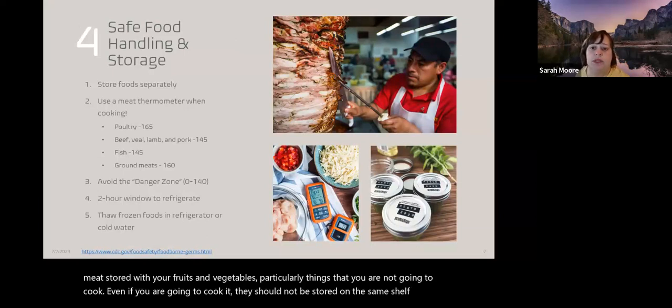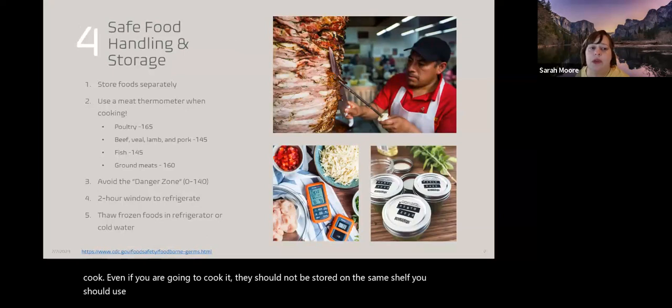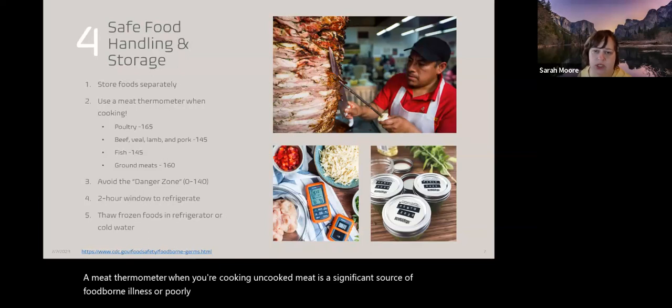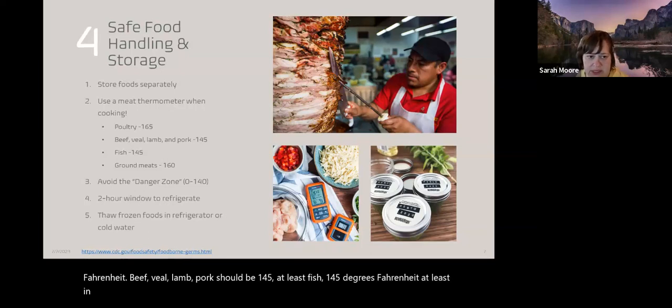You should use a meat thermometer when you're cooking. Uncooked meat is a significant source of foodborne illness, or poorly cooked meat. All poultry should be cooked to 165 degrees Fahrenheit. Beef, veal, lamb, pork should be 145 at least. Fish, 145 degrees Fahrenheit at least, and ground meats, 160 degrees at least.